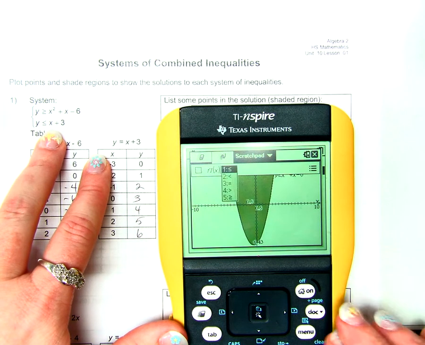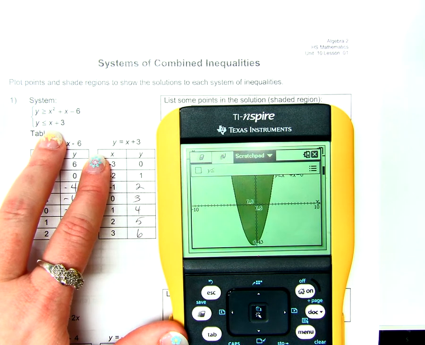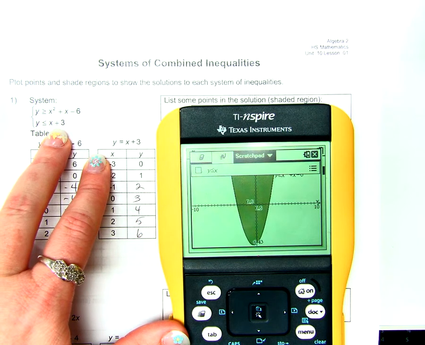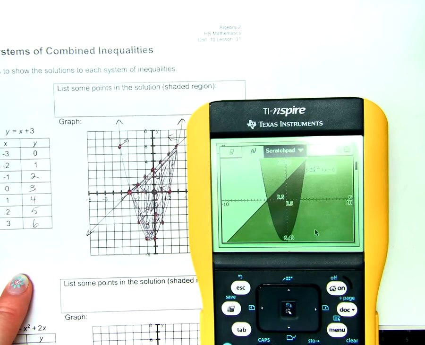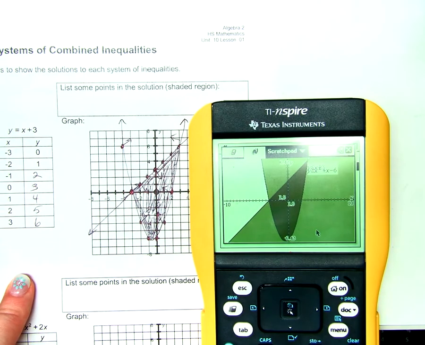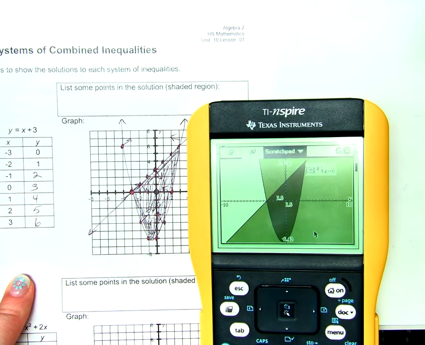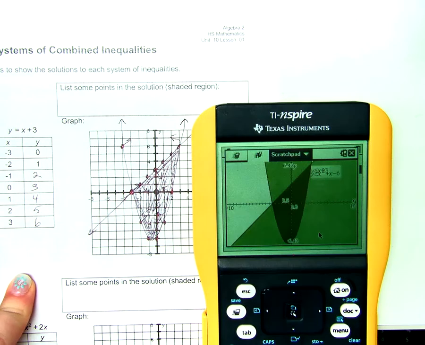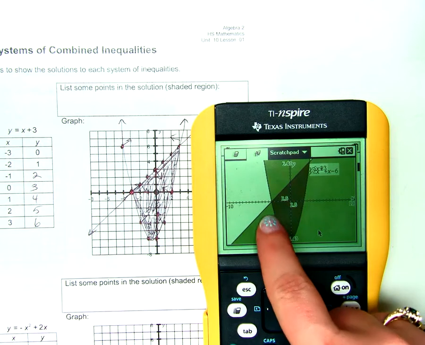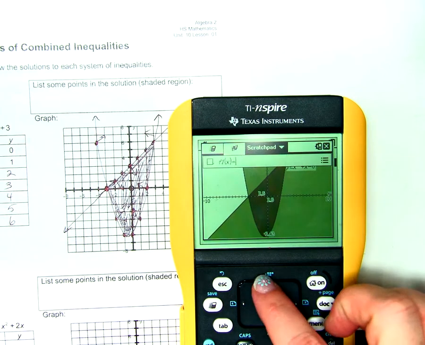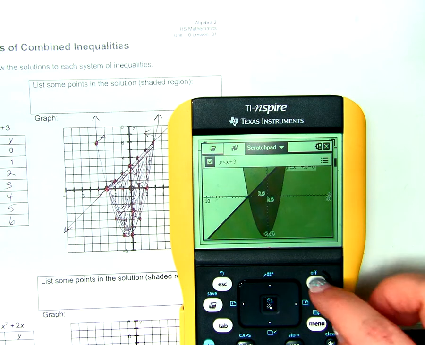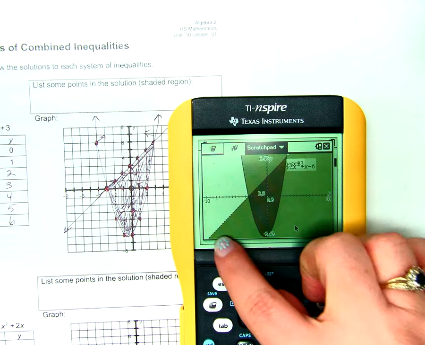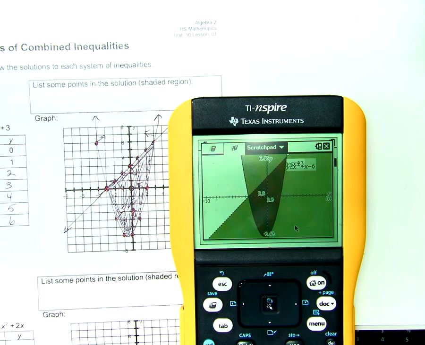Did I get it right? And if you'll notice, guys, they actually really did it right because, watch this. If I go back up here, and instead of less than or equal, I choose less than, look at the line. It's dotted. It will help you remember if you choose the right ones.